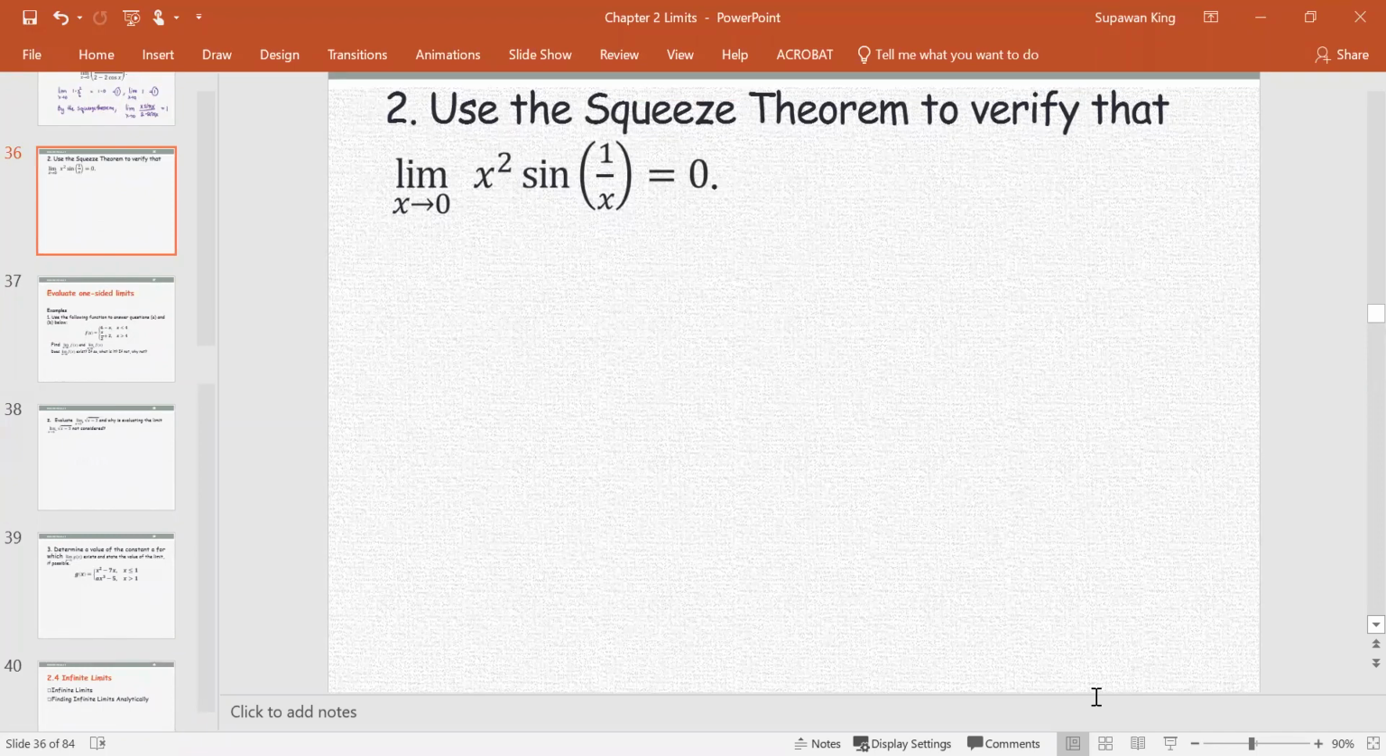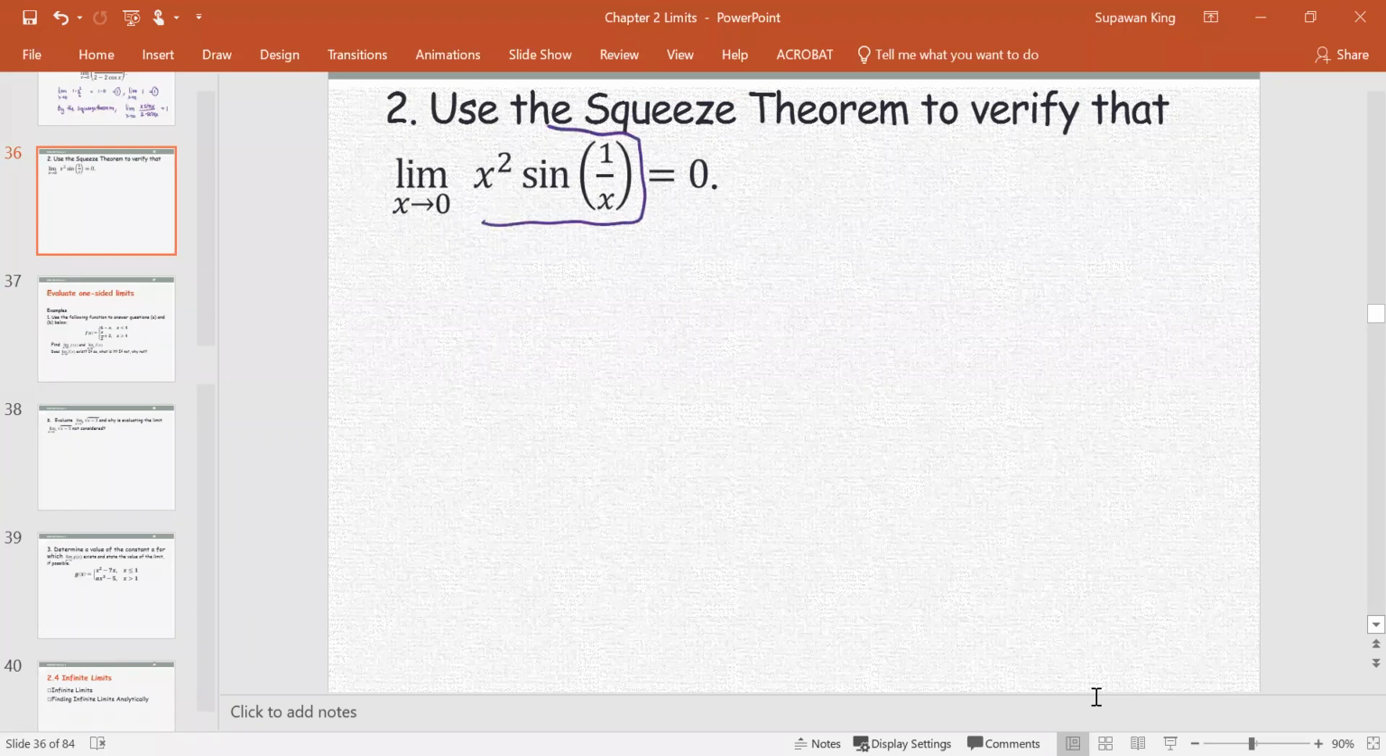For this example, use the squeeze theorem to verify that the limit of x squared times sine of 1 over x equals 0. We are going to form the inequality of the three functions, while x squared times sine of 1 over x is the middle function. Let's look at the sine. The sine graph goes periodically up and down, with maximum at 1 and minimum at -1.